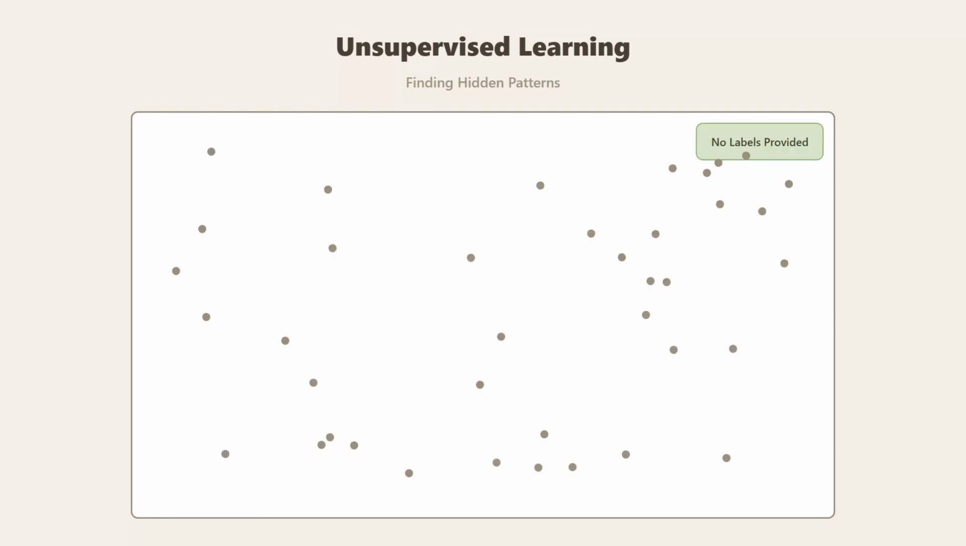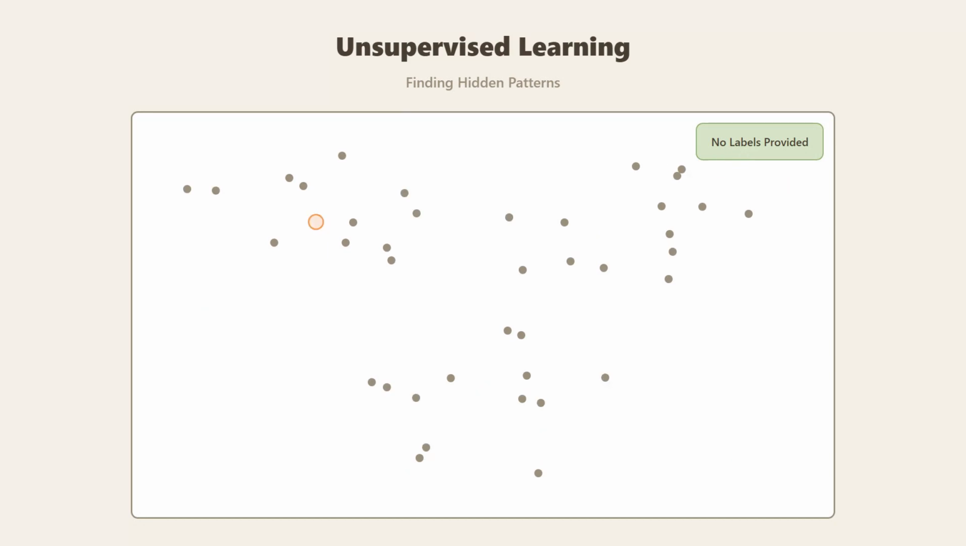Unsupervised learning is fascinating because it works without any labels or guidance. The algorithm must discover structure and patterns entirely on its own. Imagine you have a massive data set of customer transactions, but no predefined categories or segments. You don't know what patterns exist, or even if any meaningful patterns exist at all. This is where unsupervised learning shines. The algorithm analyzes the data, looking for natural groupings based on similarities. It might discover that your customers fall into distinct segments based on purchasing behavior, frequency, or preferences, segments you never knew existed.